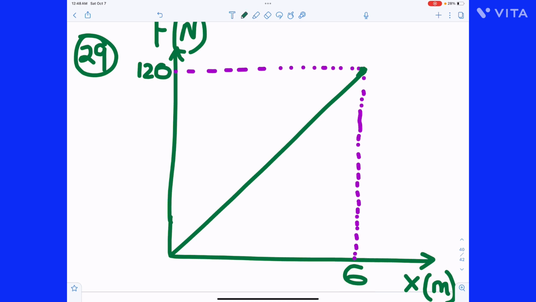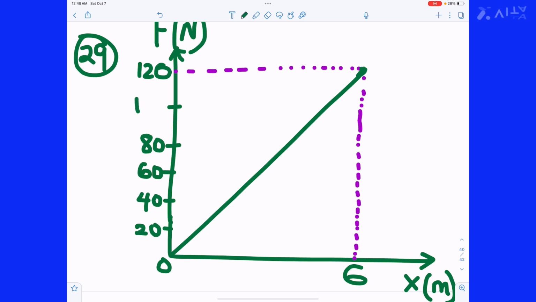So let's just fill the rest. 0, 20, 40. Okay, I think I'm overshooting that. 0, 20, 40, 60, 80. Pay attention, please. 100, then 120. Then this is 0, 1, 2, 3, 4, 5, then 6. Okay, I think we should put it to make it look complete.